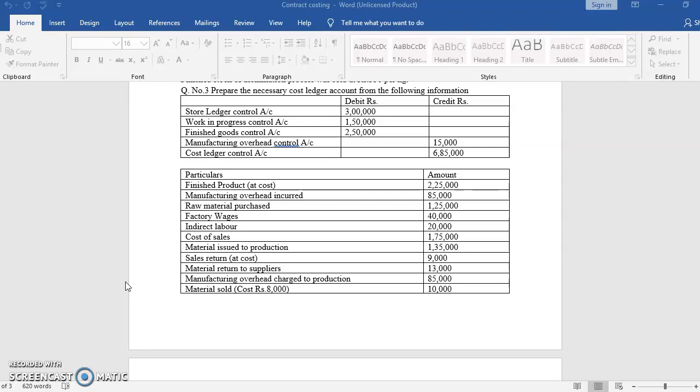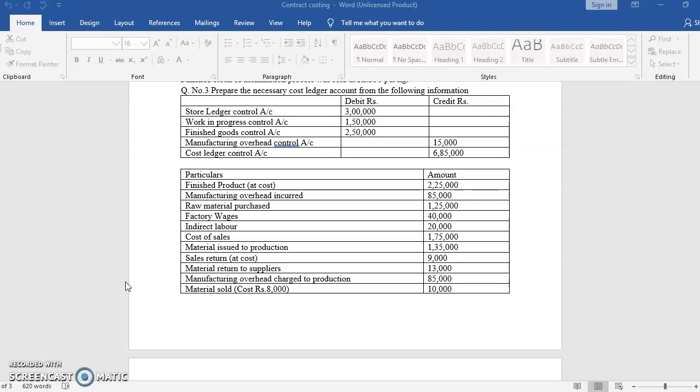After that we are going to record these opening balances, and then we will go for transactions. In the store ledger control account, write down on the debit side to balance brought down 3 lakh. In work in progress, again to balance brought down 1,50,000. On finished goods control account debit side, again to balance brought down 2,50,000. Then on the manufacturing overhead control account, write down on the credit side by balance brought down.